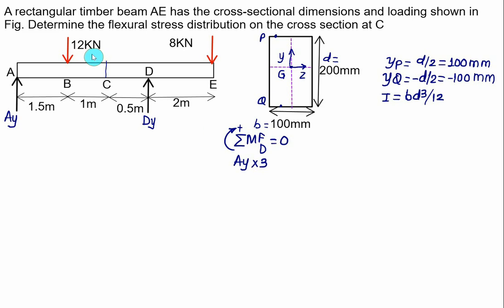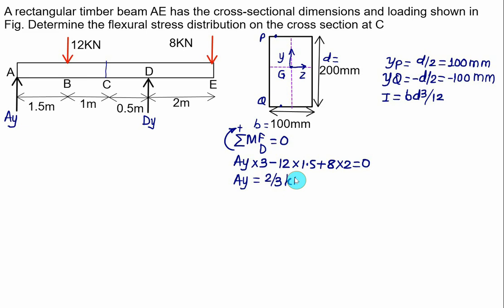Moment of 12 kilonewton is anti-clockwise about the point D, so we have minus 12 and the perpendicular distance is 1.5, so we have 12 into 1.5. Then the 8 kilonewton force at point E will make a clockwise moment and the distance is equal to 2. Since it's clockwise, we have a positive value of moment, so we have 8 into 2 equal to 0. 16 and this one is 18, and we have AY equal to 2 by 3 kilonewton.